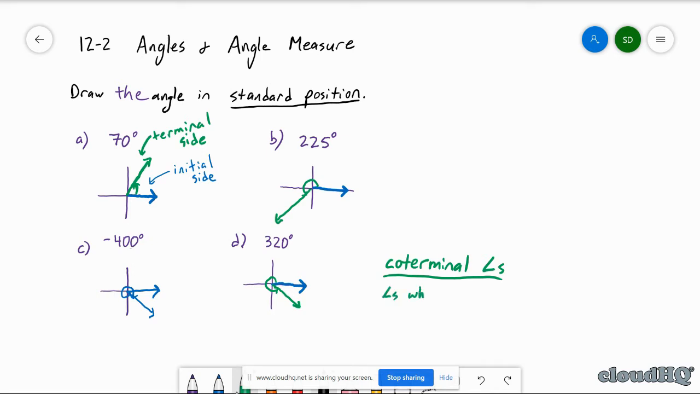Angles, and specifically angles in standard position, but angles whose terminal sides are in the same spot, or same position. Their terminal sides are the same. That's kind of the idea. So, for example, we have this negative 400 degree angle, and we have a positive 320 degree angle.